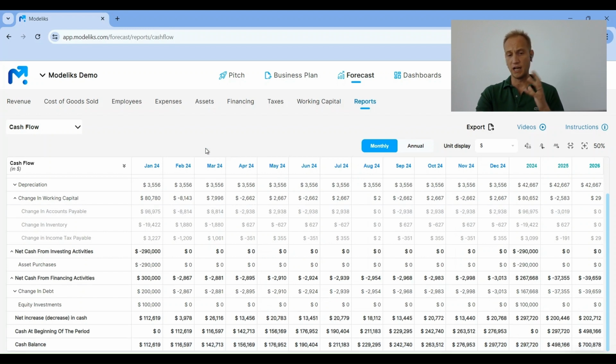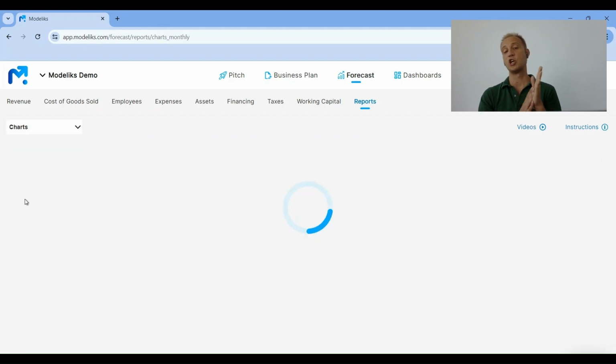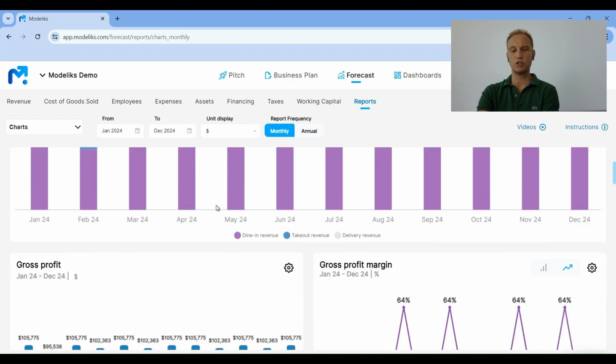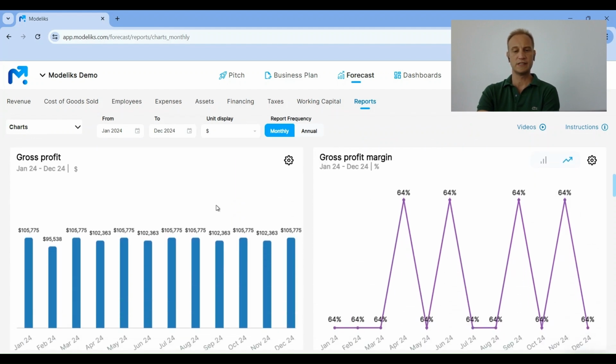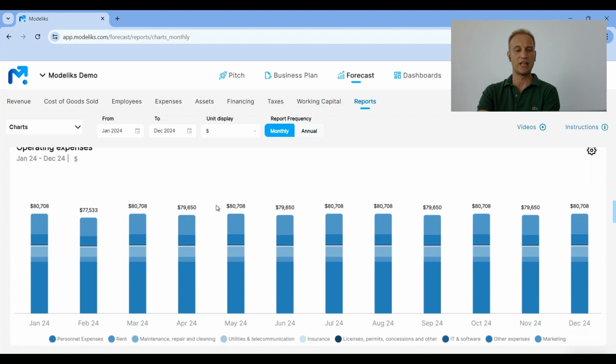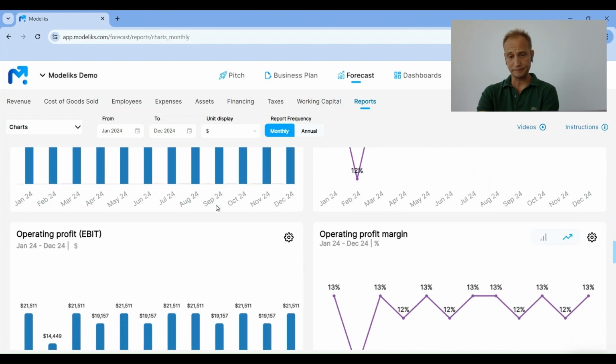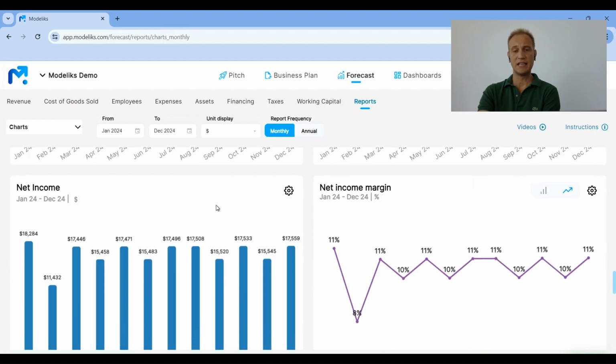Within Modeliks, apart from the top financial, the most important financial statement, profit and loss, balance sheet, cash flow statement, you can also look at your employee schedule or several charts for you to visually understand how your financial plan for your restaurant looks like. So you have your revenues, your gross profits, your gross profit margins, you have your operating expenses over time, EBITDA margins, and so on.